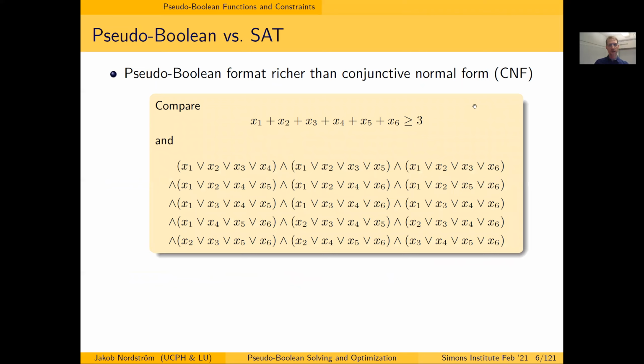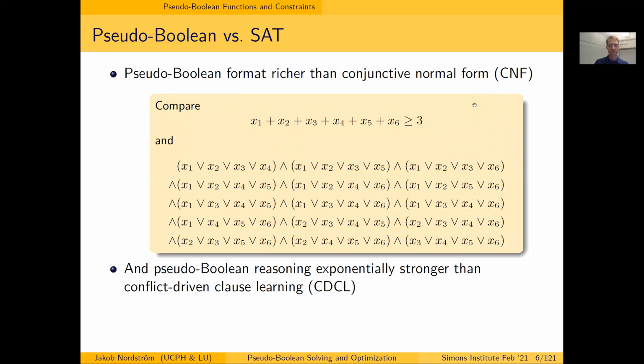Okay. So not only is the pseudo-Boolean format more expressive, but the kind of reasoning that we can use, pseudo-Boolean reasoning, turns out to be exponentially stronger than the resolution-based reasoning that underlies conflict-driven clause learning, which is the dominant paradigm in SAT solving. And yet, the pseudo-Boolean format is close enough to SAT so that we can benefit from all the developments that have happened in SAT solving since the turn of the millennium.